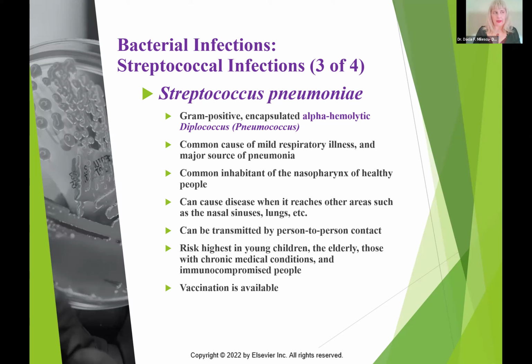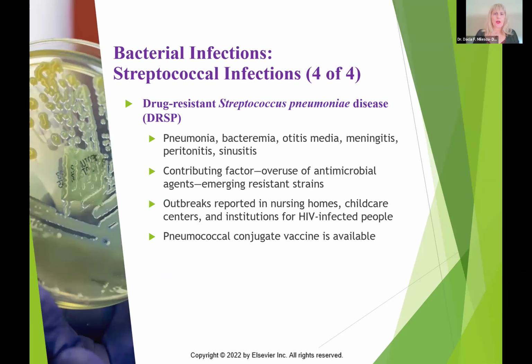Hypothyroidism has been found, and hyperthyroidism has a component, especially the autoimmune type, right? The Graves' disease, all right? So typically we have a vaccination for this to prevent dissemination each year and to prevent deaths from pneumonia because of this infection. All right, next one is drug-resistant Streptococcus pneumoniae disease, DRSP.